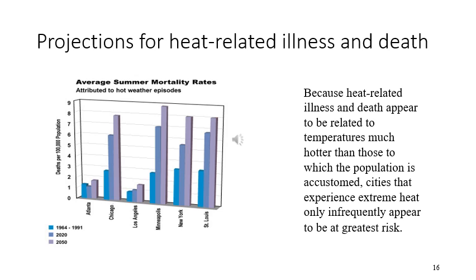We also see the projections from the model for this year, for 2022, that we can then compare with the real medical statistics. And then we see the projections through the middle of the century by different models through 2050. Because the heat-related illnesses and death appear to be related to temperatures much hotter than those to which the population is accustomed, cities that would experience extreme heat would be particularly vulnerable.